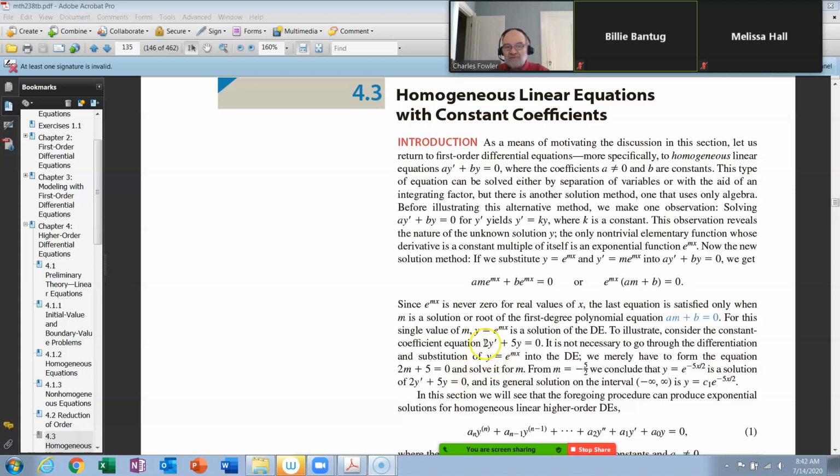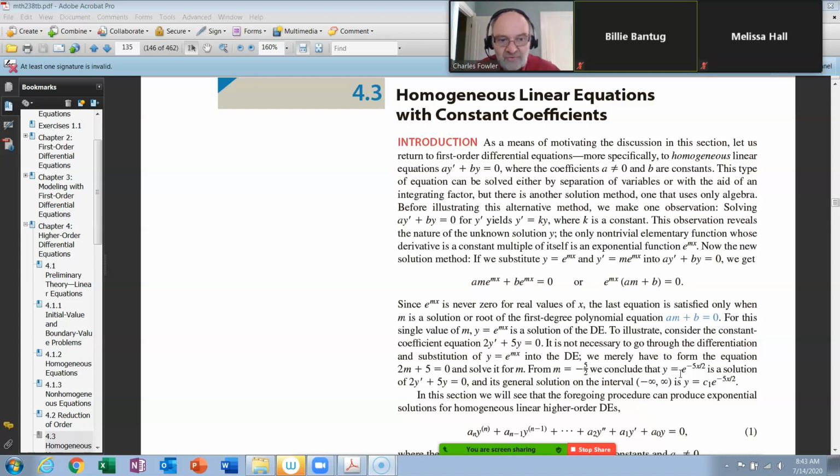All you have to do is say your assumption is y is equal to e to the mx. You know when you take the derivative, you're going to have an m in front, so you get 2m plus 5 is equal to 0. Solve that, and you get m is equal to minus 5 halves. Plug that in. There is a solution, and it's good everywhere because the e function is defined for all values of x. It's a solution of that equation.